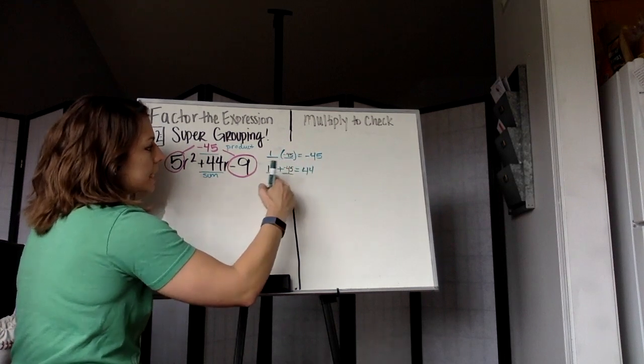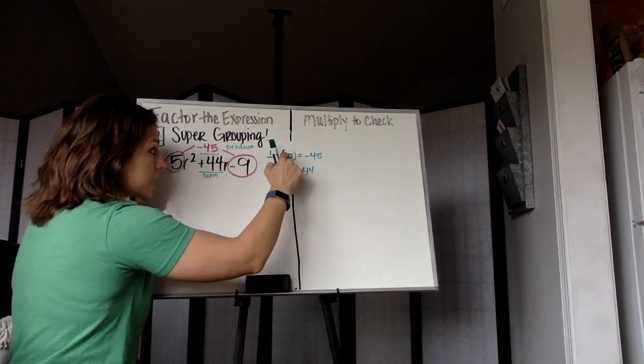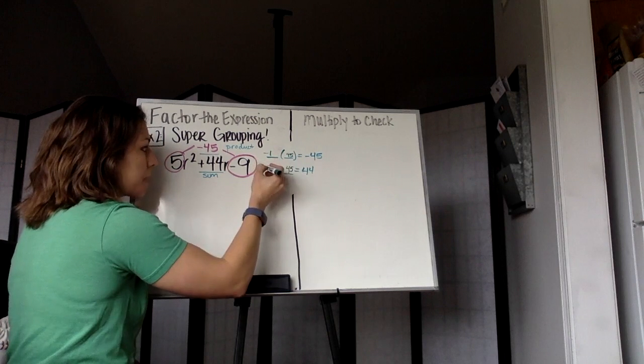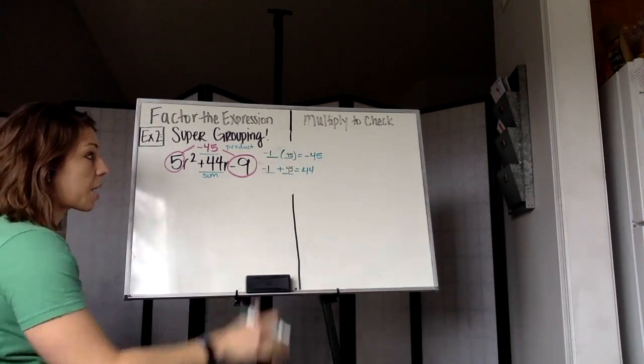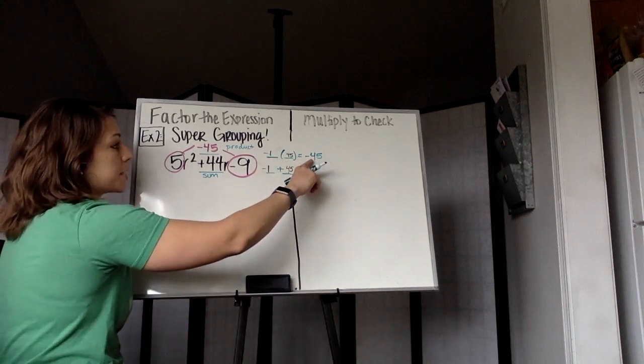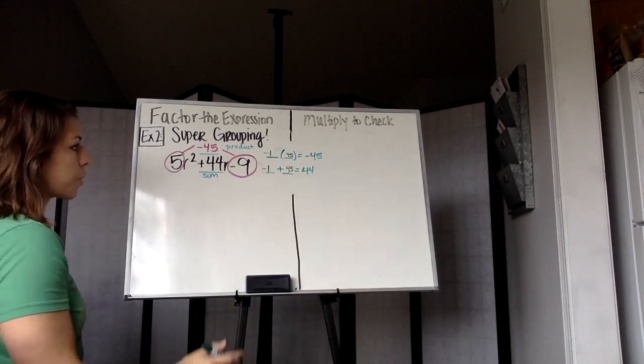+1 plus -45 is -44, so I'm close. Just take that negative and put it over with the 1. So -1 and +45, that works. -1 times +45 is -45. -1 plus 45 is 44.